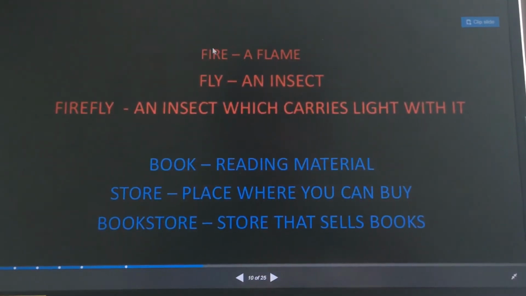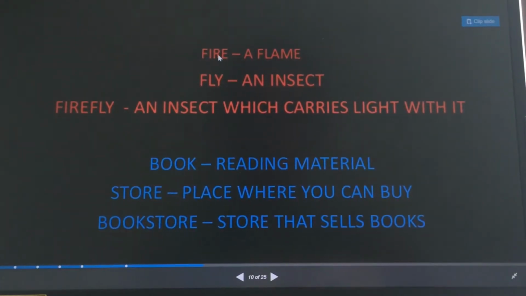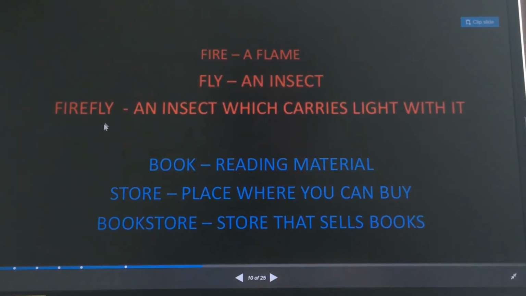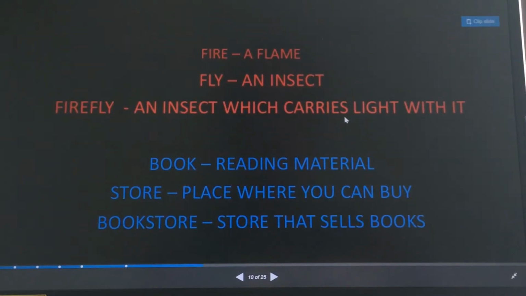And when we put them together, fire plus fly, it becomes firefly. Firefly is an example of compound word. Got it? It is formed from fire and fly. But when we put them together, it has different meaning. When you say firefly, that is an insect which carries light with it.